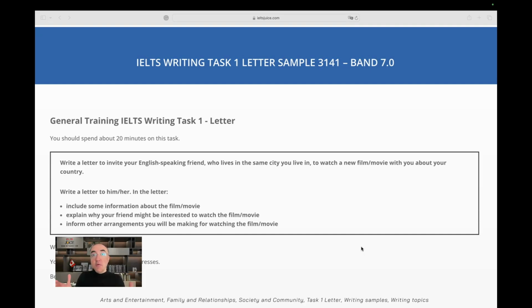Write a letter to invite your English-speaking friend. Oh, bravo! Guys, come on, that's so exciting. Imagine you have an English-speaking friend, somebody who you can always speak English with. That's just amazing. Who lives in the same city you live in. That's just out of this world. It's actually in this world. There's a city on this planet. You understood what I said.